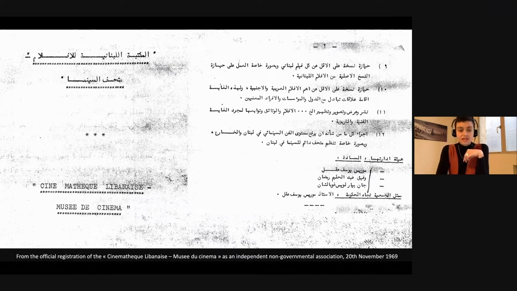And in 1969, the scans that we see here are from the official registration of the Cine Club de Beirut as the Cinémathèque Libanaise, or the Museum of Cinema, as an independent non-governmental association. This never really materialized, but it was one of the first attempts to collect and create a collection of Lebanese films and a permanent museum of cinema. They wanted, for example, to acquire at least one copy of each Lebanese film, and if possible, original copies. This is defined in the different points that we see here in the scan.